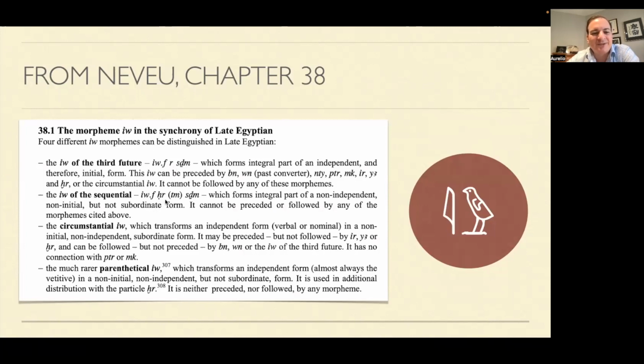which is an initial form. There is the sequential, which is a non-initial but not subordinate form. And then there's the circumstantial that we just talked about, which is that usage where you basically add some additional information to the sentence, sort of like a subordinate piece of information, while something else happened, somebody was doing something, etc. That only becomes important because it influences the translation after certain other elements like bn, when, nt, etc.